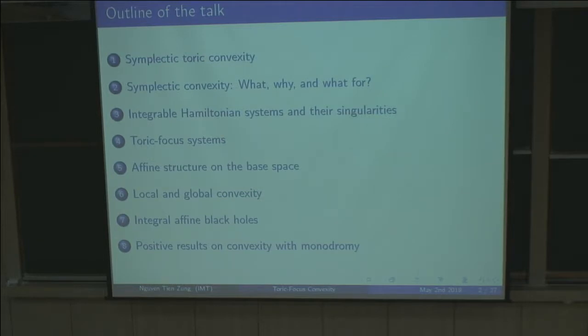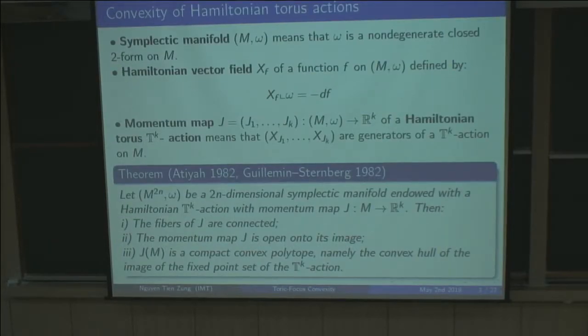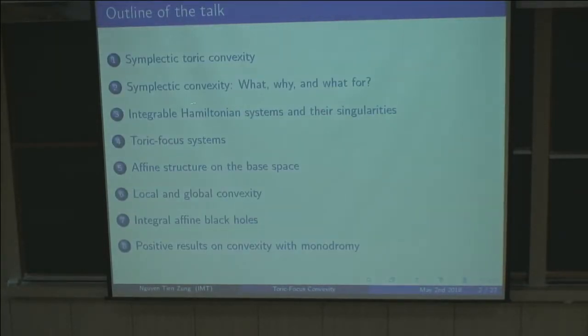So here's the plan of my talk. First, I will recall a bit about toric convexity theorems, like convexity related to toric actions. Then I will discuss what we need for convexity and why we want convexity. And then I will recall a bit about integrable Hamiltonian systems and their singularities, especially the non-degenerate singularities. The rest of the talk will be specifically about toric focus systems. That's the main topic of this talk.